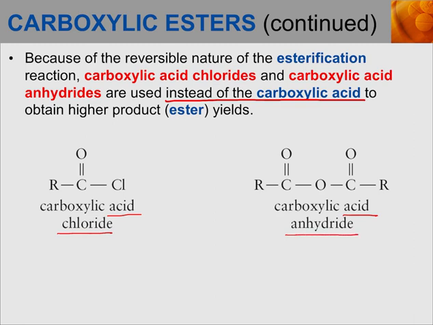Now you could put carboxylic in front because these are derivatives of a carboxylic acid, or they're derived from carboxylic acids. So for example, here instead of the OH group on the end, we have a chlorine. For the carboxylic acid anhydride, instead of a hydrogen, we have this other carbonyl group with an alkyl group attached. And what's great about using these two instead of a carboxylic acid is we obtain higher yields of the ester that we're interested in.